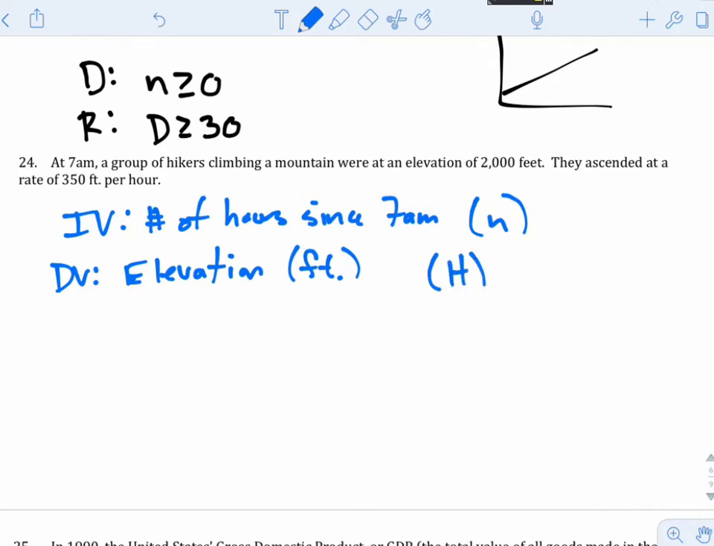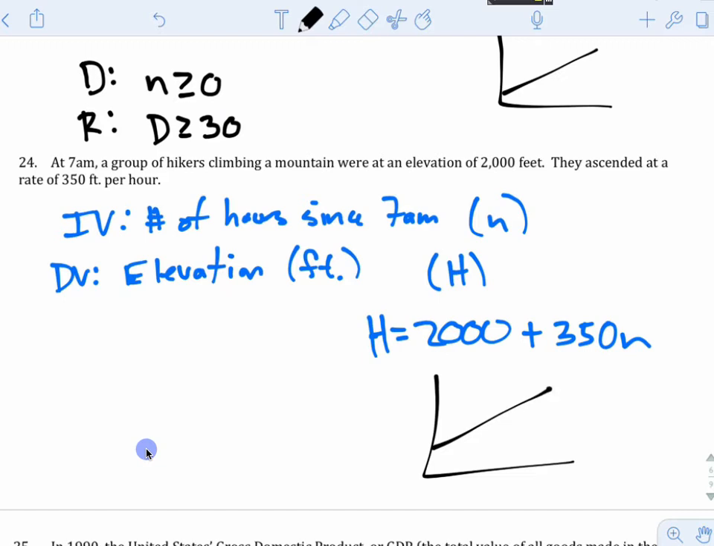All right. So I think that, once again, it's going to probably be dependent variable equals, well, they start at an elevation of 2,000 feet, and they ascend, which means they go up at a rate of 350 feet every passing hour. And this one, without a doubt, if we were to graph it, would definitely be a continuous graph. And so our domain and range will reflect that instead of listing out individual points or numbers like we did in example number 22. This is going to be similar to number 23, in which case we're going to have to use intervals to describe the domain and range.